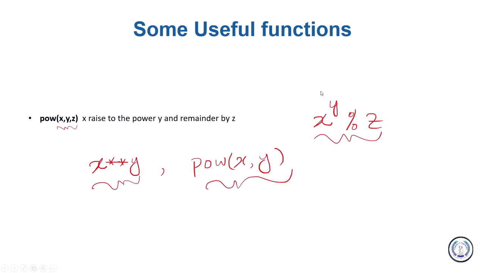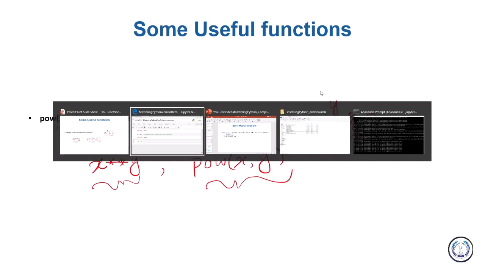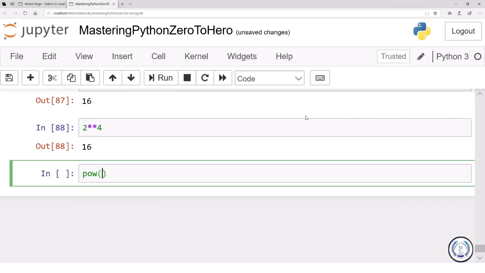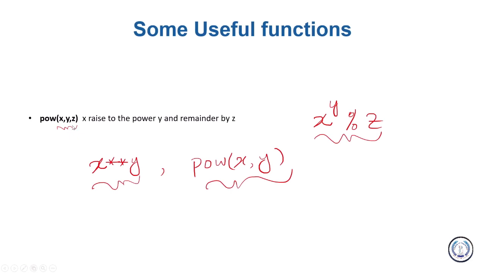So let's see the functioning of this pow function in Jupyter Notebook. Let's say I want to compute 2 raised to the power 4. The result is 16. No problem. I can compute the result 16 this way as well. But here is another way. 2 raised to the power 4, whatever the result is, then I want to take the remainder by, let's say, 7. 2 raised to the power 4 is 16, then if we take the remainder by 7, the result will be 2, and that's the result 2. So that's how you can use this pow function.